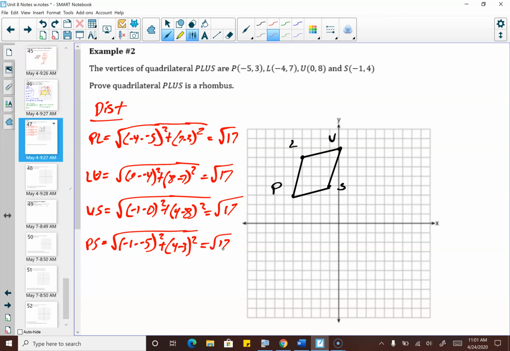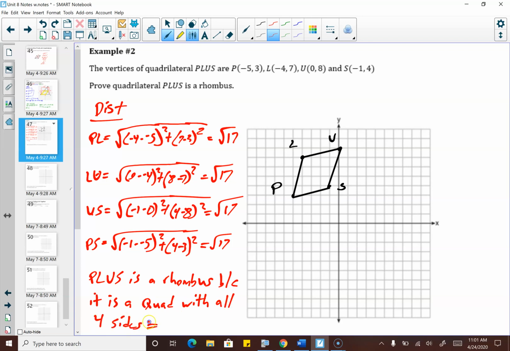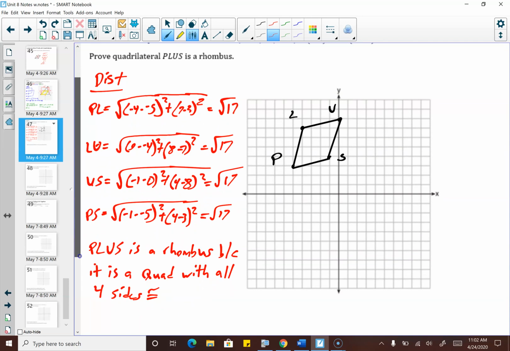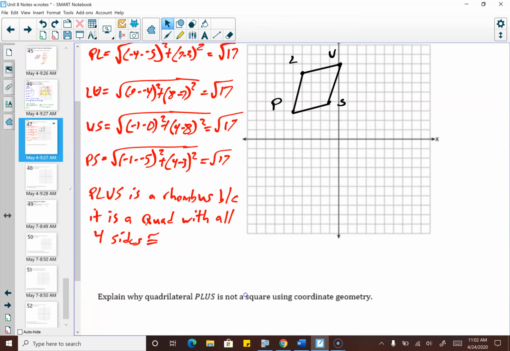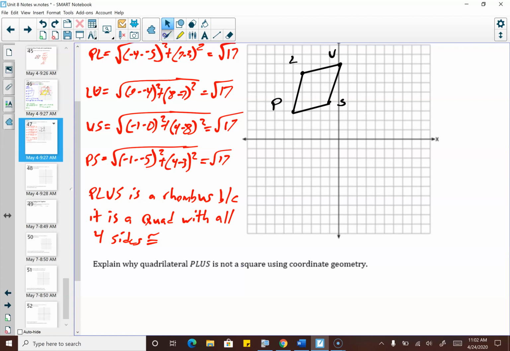Okay, so if you can prove that you have a quadrilateral with all four sides congruent, you have yourself a rhombus. So PLUS is a rhombus because it is a quadrilateral with all four sides congruent. Okay, so if you can prove that your quadrilateral has all four sides congruent, you've got yourself a rhombus.